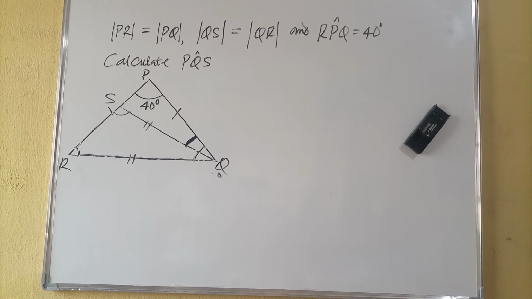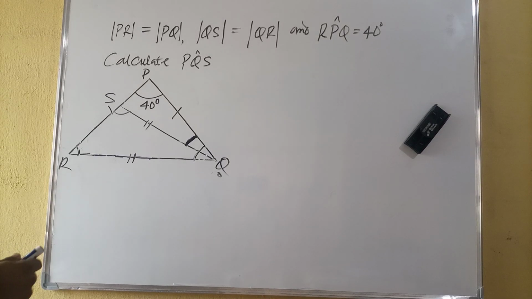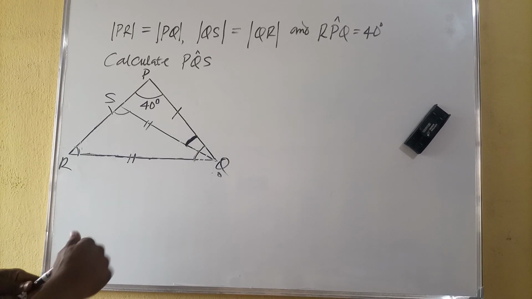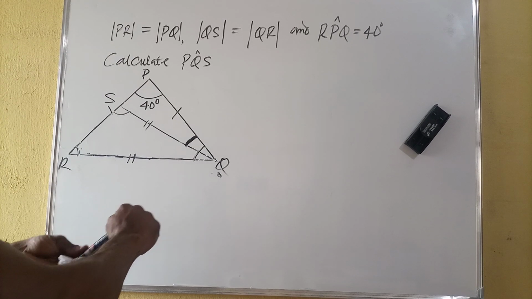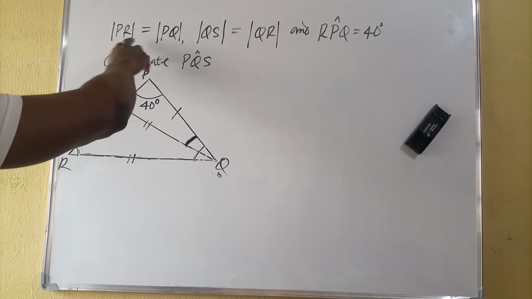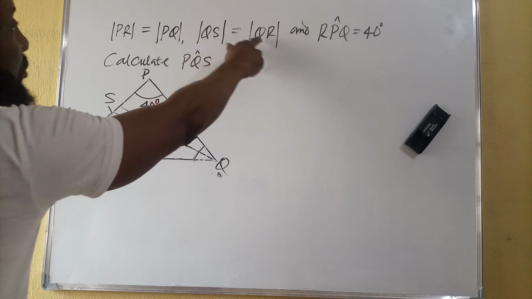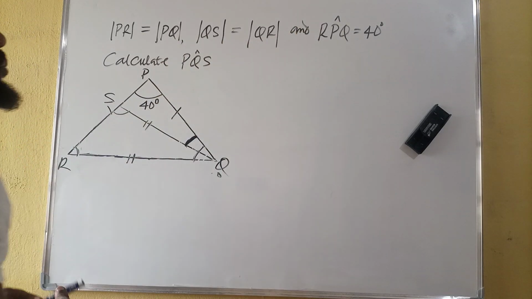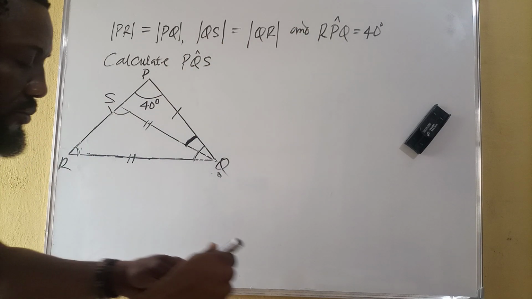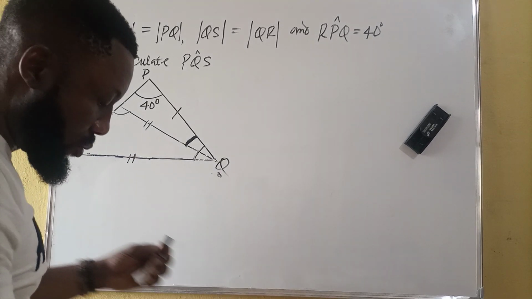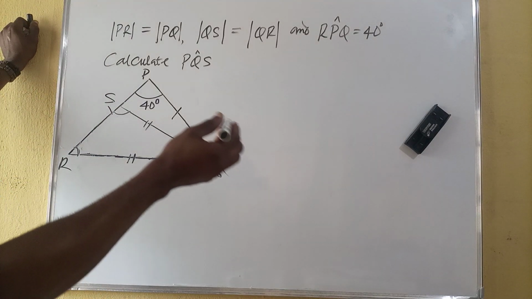So we solve a question like this on the board. This question has to do with geometry of triangle. So please, you're going to watch how I'm going to solve the question. It is actually stated that PR is equal to PQ, QS is equal to QR, and angle RPQ is equal to 40 degrees.